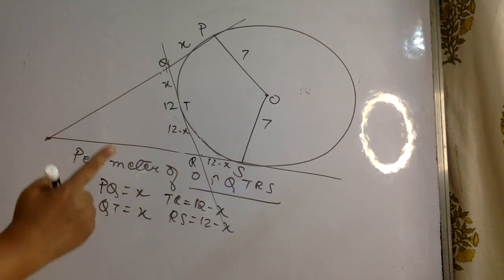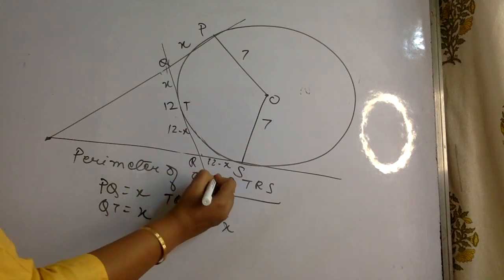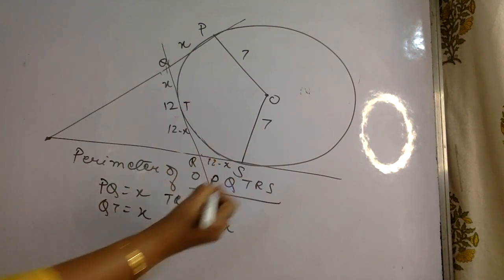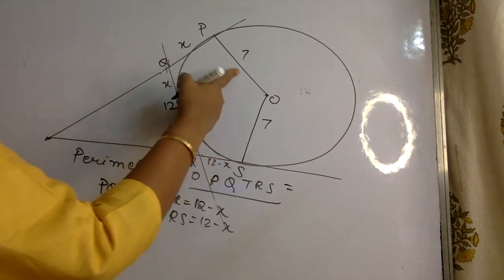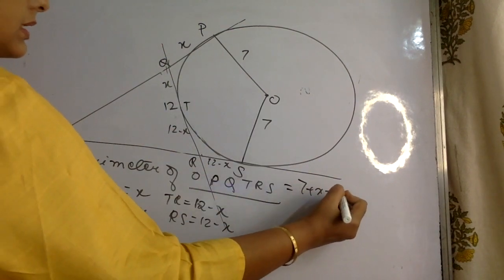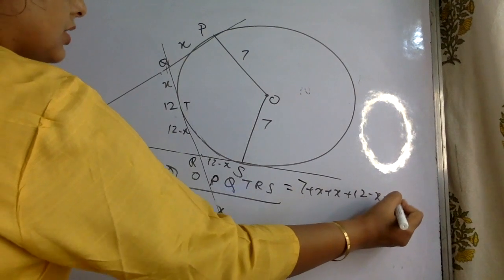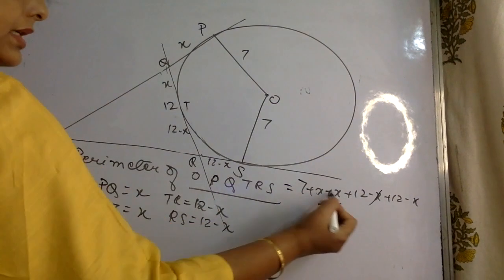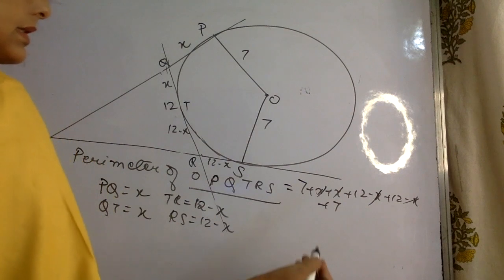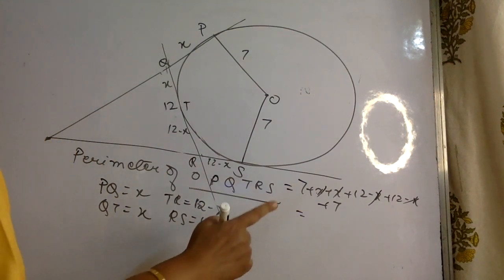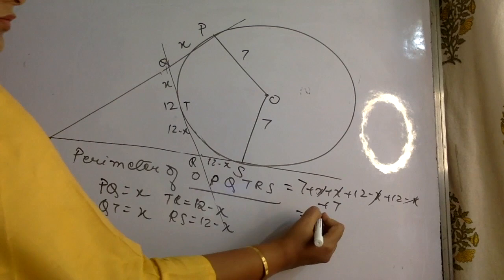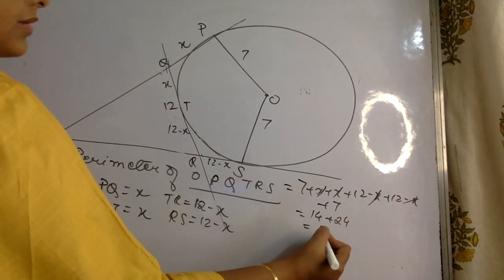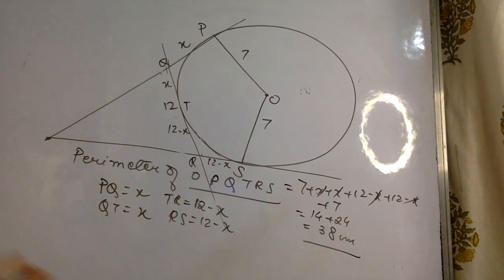Let's see what comes. So the perimeter of OPQTRS is equal to 7 plus x plus x plus 12 minus x plus 12 minus x, plus one more 7. Now what happens? Plus x minus x cancels, plus x minus x cancels. So now we are left with two 12s and two 7s, 14 plus 24, that makes 38 centimeters. So if you use a little bit of algebra in this sum, you can easily get it.